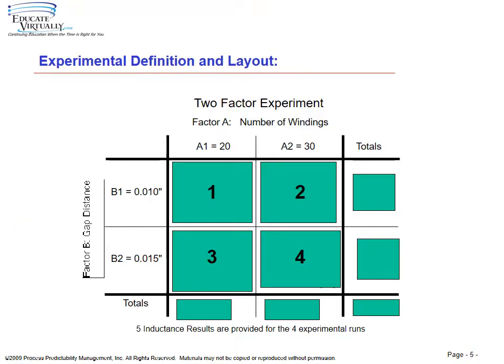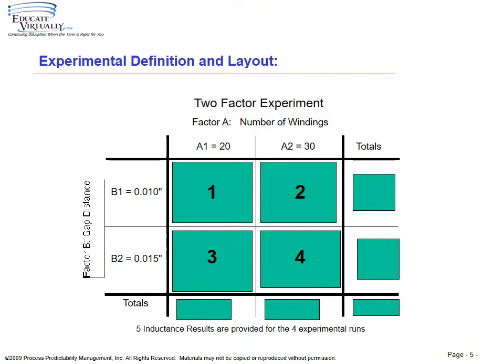The following is our experimental definition and layout. For this two-factor experiment, we have factor A, which is the number of windings, and factor B, which is the gap distance. The low setting of factor A is denoted as A1, and that's 20 windings. The high setting of factor A, which is denoted as A2, is 30 windings. The low setting of factor B, the gap distance, B1, is 10/1000ths of an inch, and the high setting, B2, is 15/1000ths of an inch.